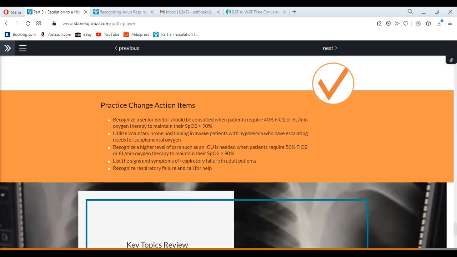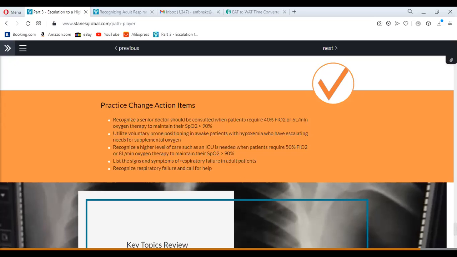Now, we should also be able to utilize voluntary prone positioning in awake patients with hypoxemia who have escalating needs for supplemental oxygen. And we should be able to recognize that a higher level of care, such as an ICU, is needed when patients require 50% FiO2, as Salim has emphasized, or 8 liters per minute oxygen therapy to maintain their SpO2 of 90 and above.